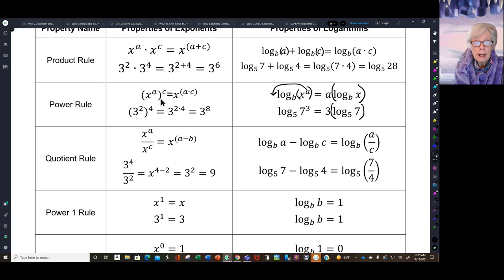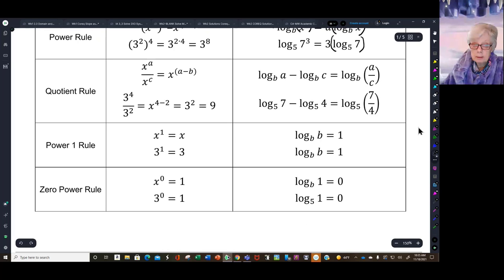This is the power rule as it applies to exponents. This is the power rule as it applies to logarithms. Here's the quotient rule as it applies to exponents and as it applies to logarithms. When you see two logarithms with the same base being subtracted like this, it really means the arguments are being divided like that. So for instance, log base 5 of 7 minus log base 5 of 4 is log base 5 of 7 over 4.